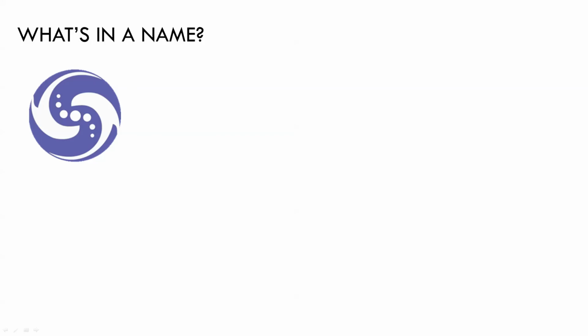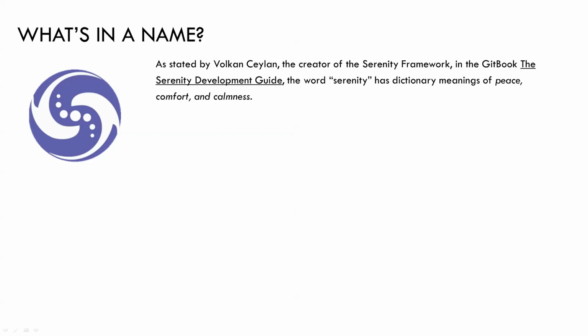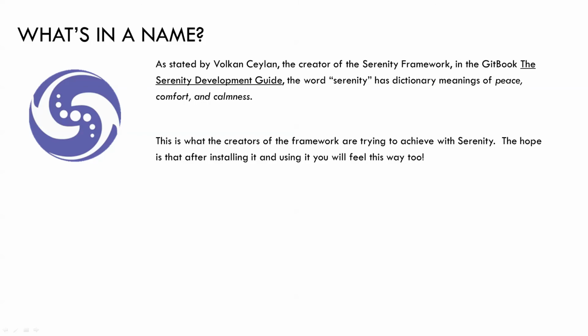So what's in the name? Well, as stated by Volkan in his wonderful Git book, the Serenity Development Guide, the word "Serenity" has dictionary meanings of peace, comfort, calmness. We've all heard the word serenity before. So the creators of the framework are trying to achieve this with Serenity. The hope is that after installing it and using it, you will feel this way too.